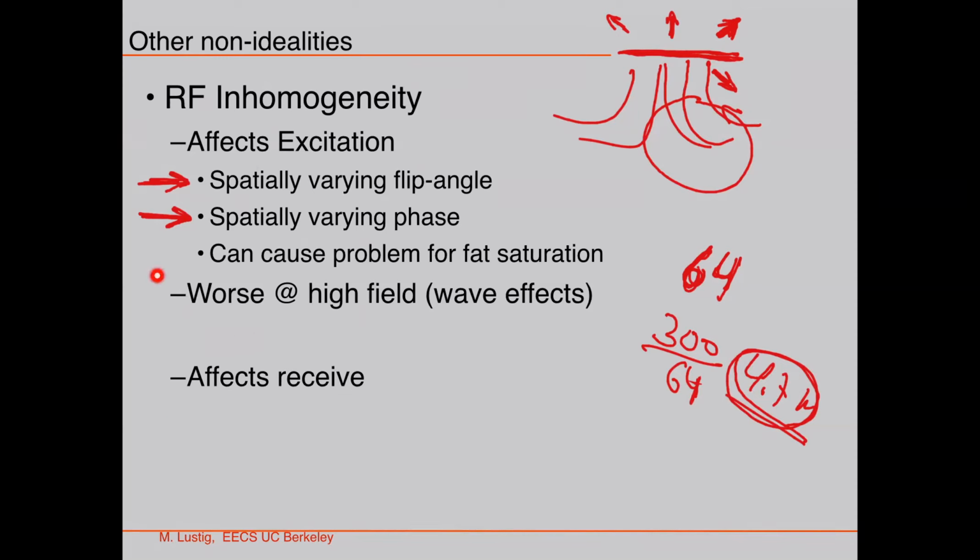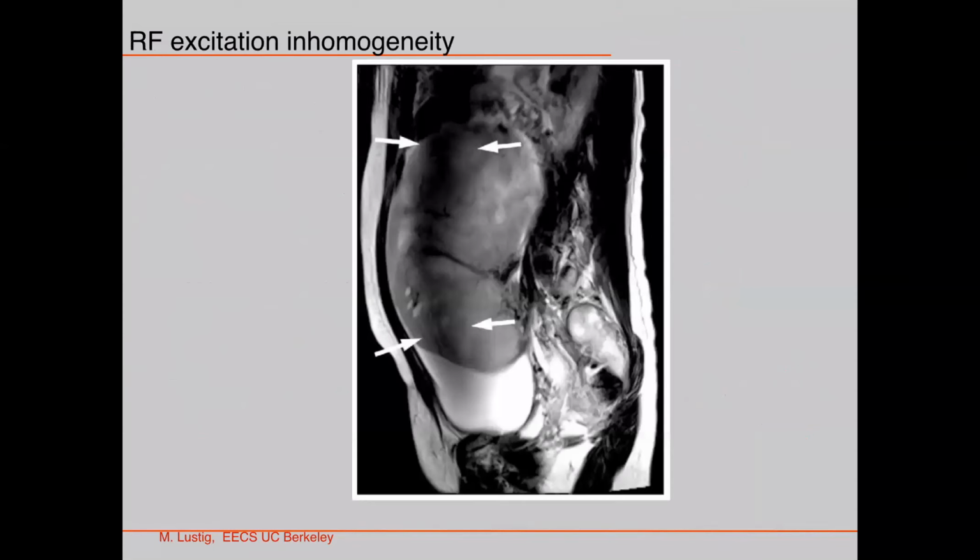The other thing is that RF homogeneity also affects the receive part, especially if you have local coils. If I have a volume coil, it sees the body, perhaps uniformly, but often we use arrays of small coils, and each one is sensitive to a very local area, so you get different illumination of the image. Here's an example of a sagittal cross section of a body. Anybody know what this is? It's a T2.